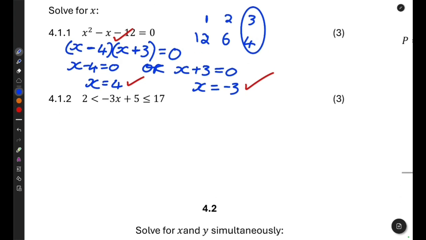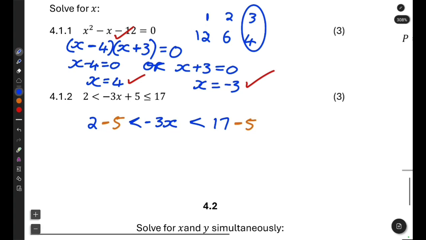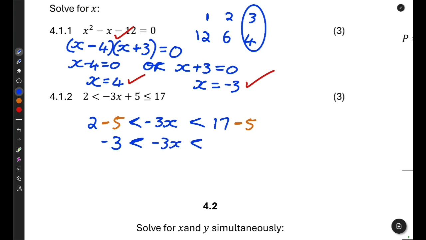Now with the next sum, a double inequality. So what I'm going to do there is I want x alone in the middle. So if I need to move the 5 away, I'm going to move it to both sides. Okay, guys, let me just use colors to make it easier for you. So this plus 5, I'm going to subtract on this side and on this side. So that would give me minus 3x, and then this would just give me 12.